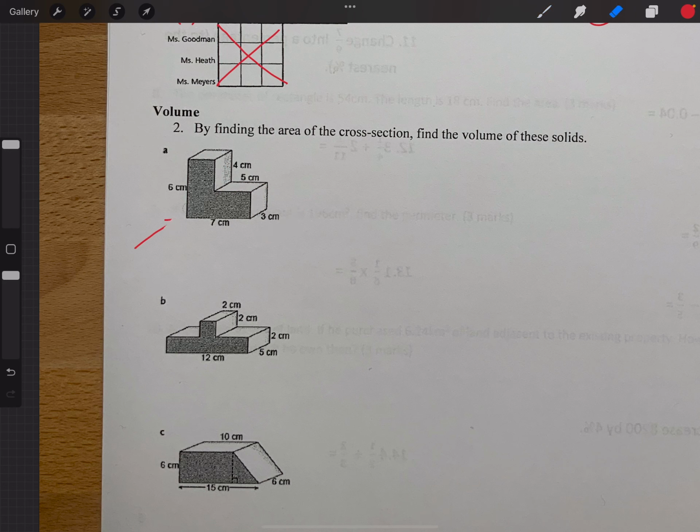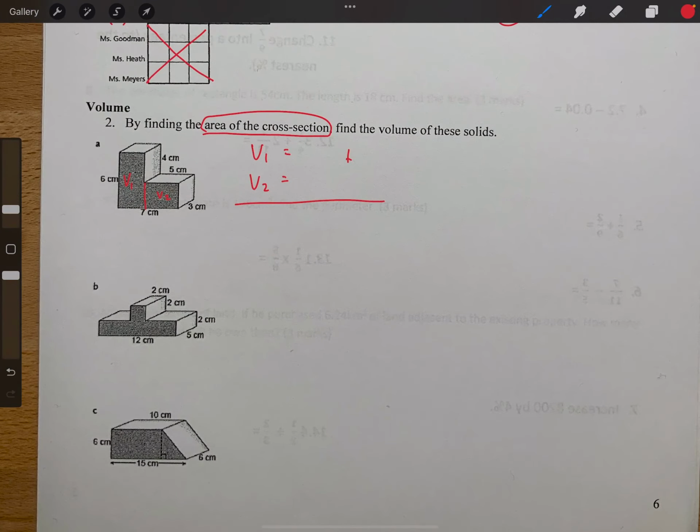Or you could do it another way: divide this shape into 2 pieces, volume 1 and volume 2. Then you find volume 1 and volume 2 and add them together to get the total volume. We can do it this way, but the question is asking us to use the cross-section area method. So let's use this method.